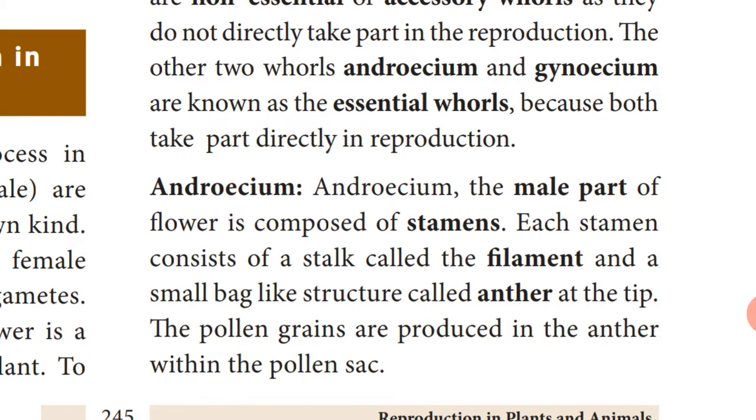The androecium is the male reproductive part, so the male gamete is produced from the androecium. The gynoecium is the female reproductive part, so the female gamete is produced from the gynoecium.